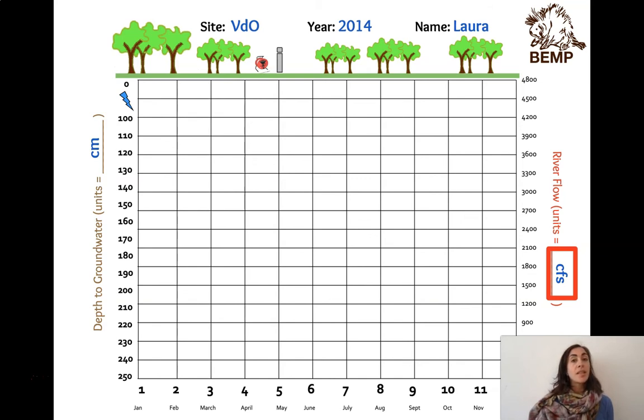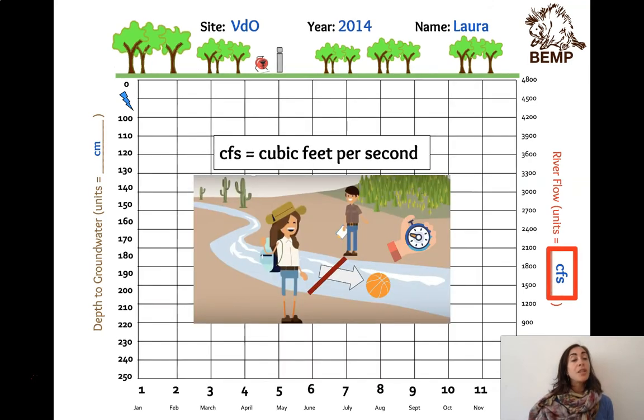So CFS is an acronym that stands for cubic feet per second. And to help you understand that unit a little bit, it refers to basically how many cubic feet per second pass a certain point. So a cubic foot is the size of a basketball, and this unit is trying to represent how many basketballs are passing through a specific point in 1 second.